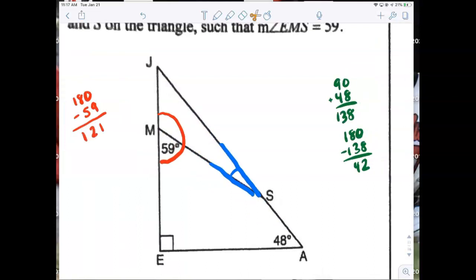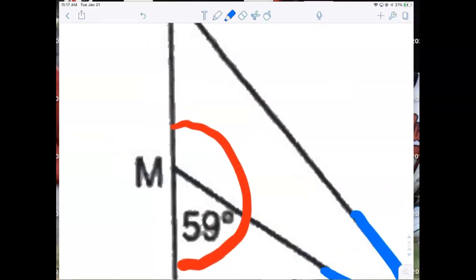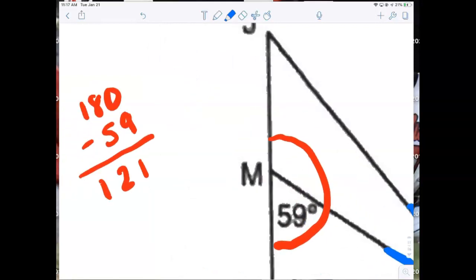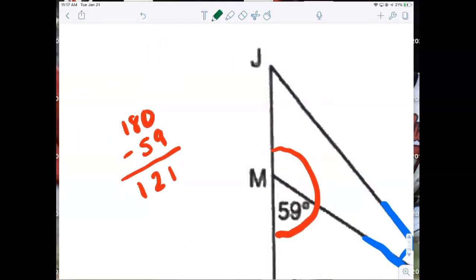But we're looking for that blue sliver of an angle in this weird triangle up here. So we have to work our way over toward it. First thing I'm going to do is find the supplement to 59. And I did that right over here on the left. So it's on a straight line. Its supplementary angle would be 121.